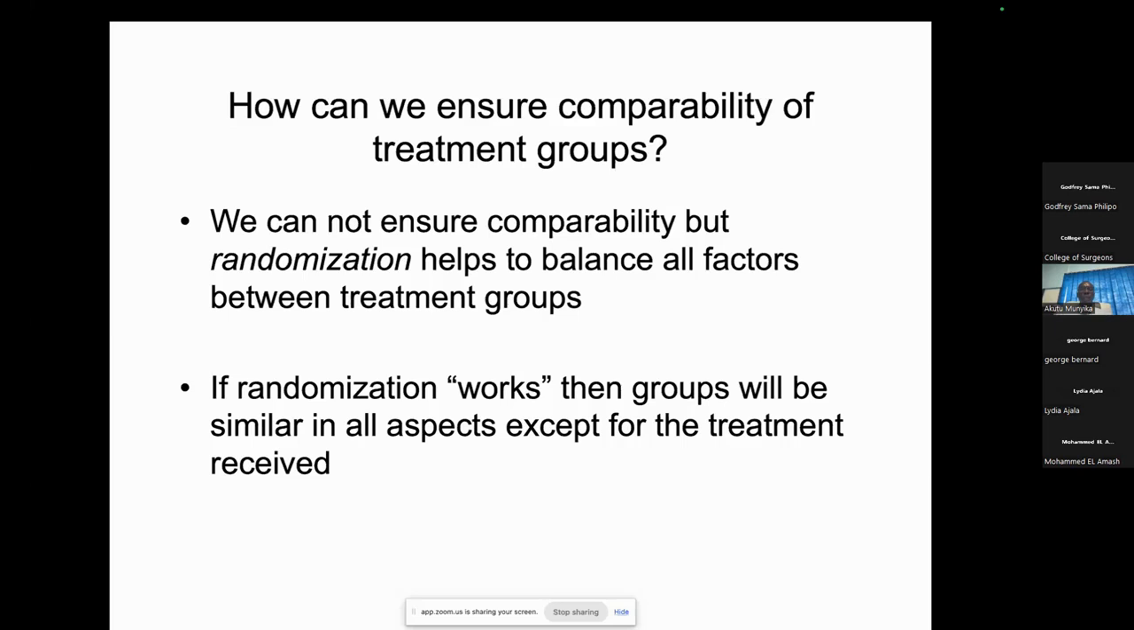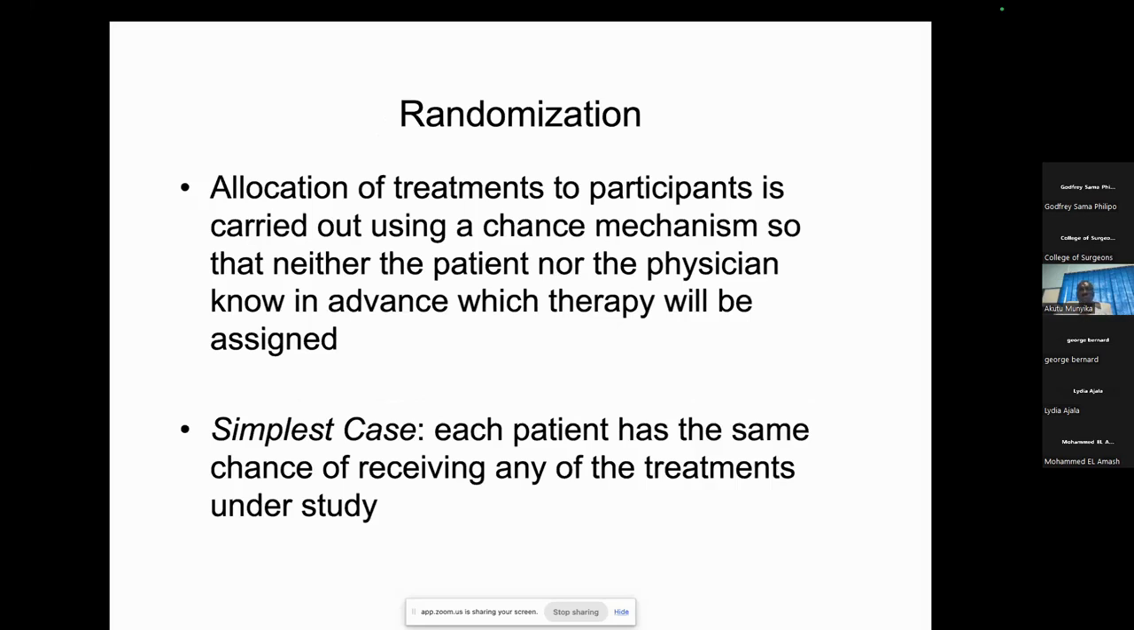So the introduction of randomization will then help us to match the groups as closely as possible and only expect the effect of the treatment or the procedure that's being tested to produce the results that we want. So we are then going to look at this concept of randomization.